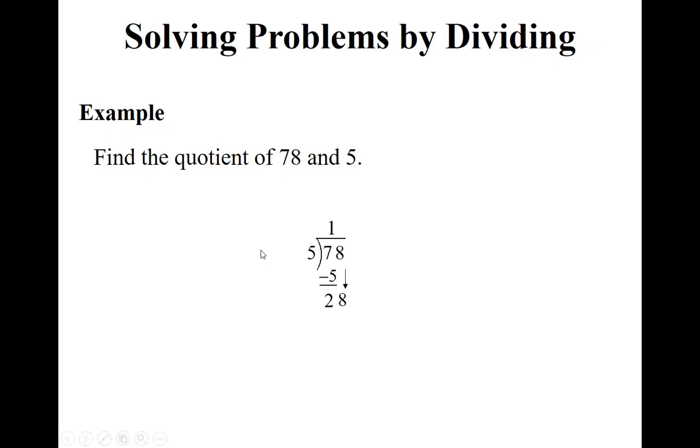Then we do the process again. This time, 5 into 28. 5 goes into 28 5 times, because 5 times 5 is 25. We put a 5 up top, multiply around the corner, and subtract. 5 times 5 is 25. 28 minus 25 is 3. We have nothing else to bring down, which means we are done at this point, and we say that the answer is 15 remainder 3, expressed with an R.